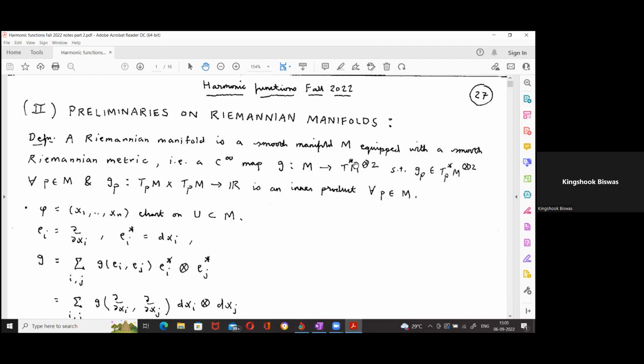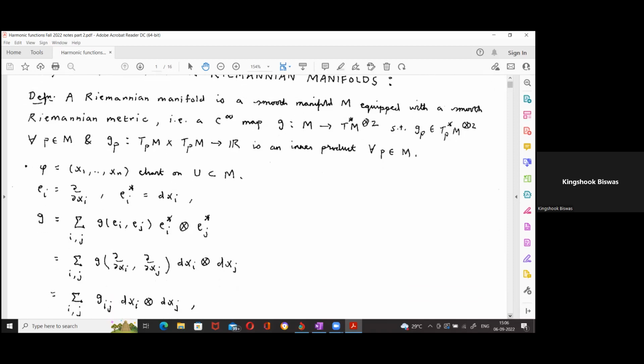Okay, so that means at each point, it is a bilinear form on the tangent space, which depends smoothly on p, and such that this bilinear form is symmetric and positive definite. So it is an inner product. Okay. So that is what a Riemannian metric is.